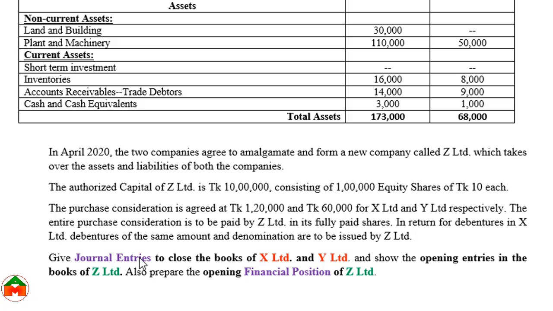The requirement in this problem is to give journal entries to close the books of X Limited and Y Limited and to show the opening entries in the book of Z Limited. So this X Limited and Y Limited will be liquidated and Z Limited will be created. We need to provide closing entries for the X and Y, and we need to provide opening entries. Entries mean journal. So opening entries for Z Limited, and as well as we need to prepare a financial position of Z Limited, because this is the newly formed company. We need to prepare a financial position, I mean the balance sheet or financial position for Z Limited.